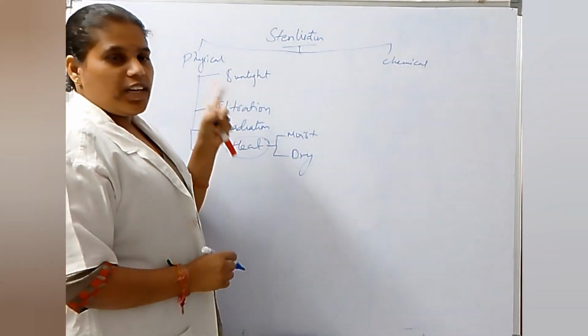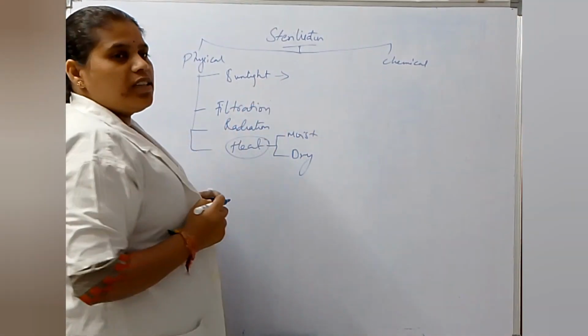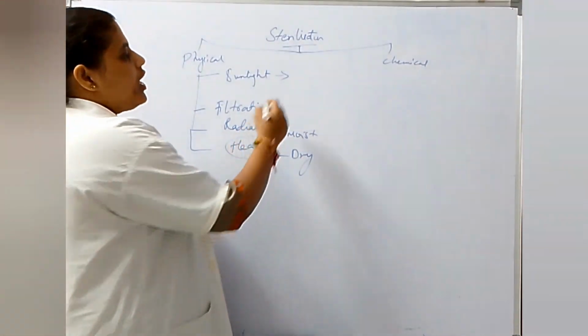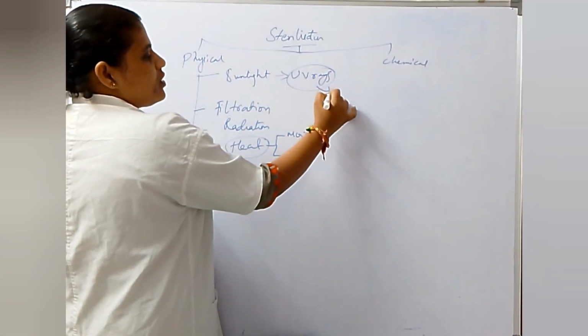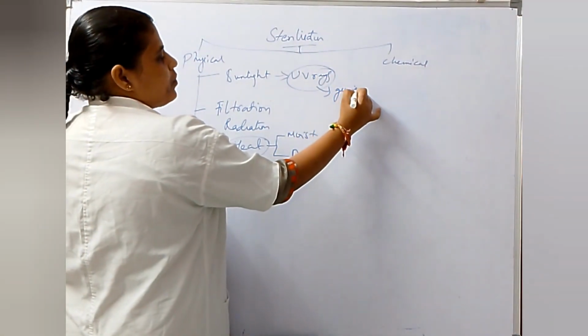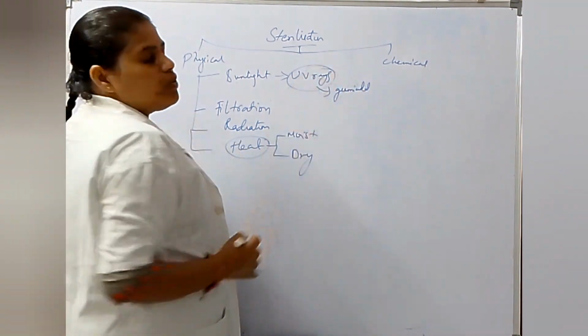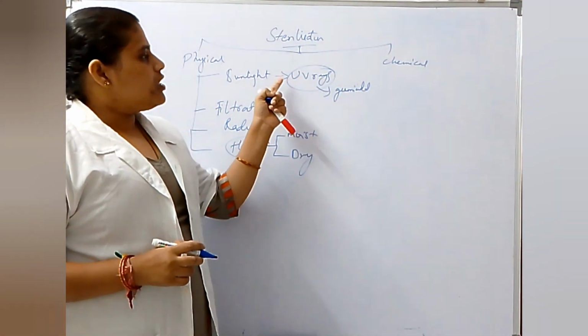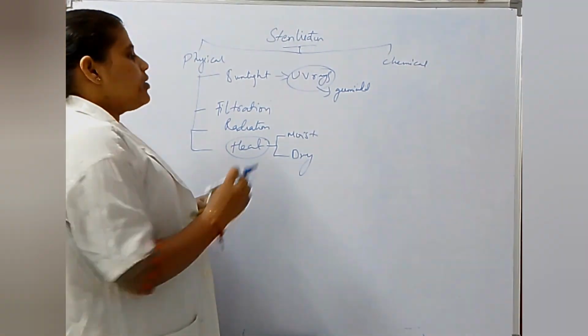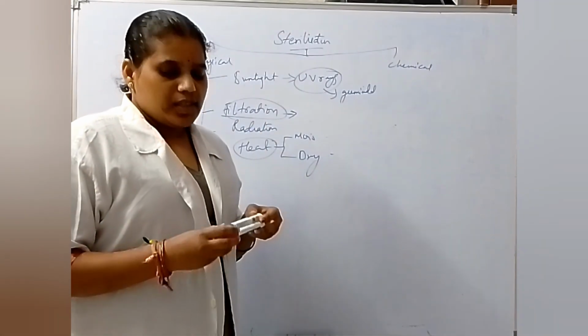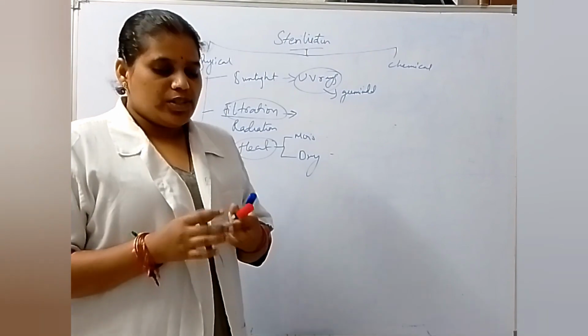First, coming to sunlight. Sunlight is a natural method of sterilization as it contains UV rays. UV rays have germicidal activity, so UV rays can kill germs. So this is a natural activity which we can use for sterilization. Filtration is done for substances which get damaged by heat.